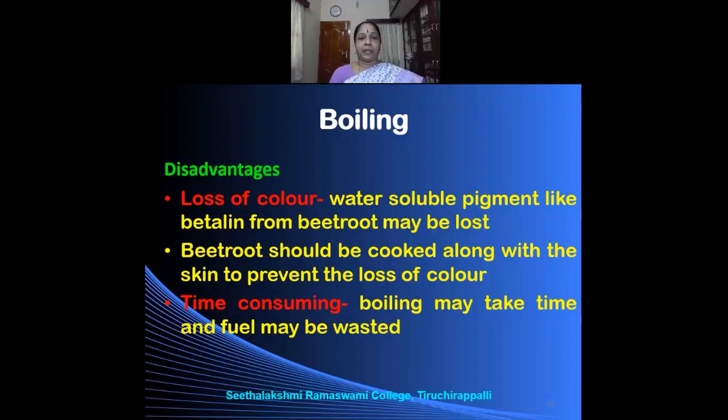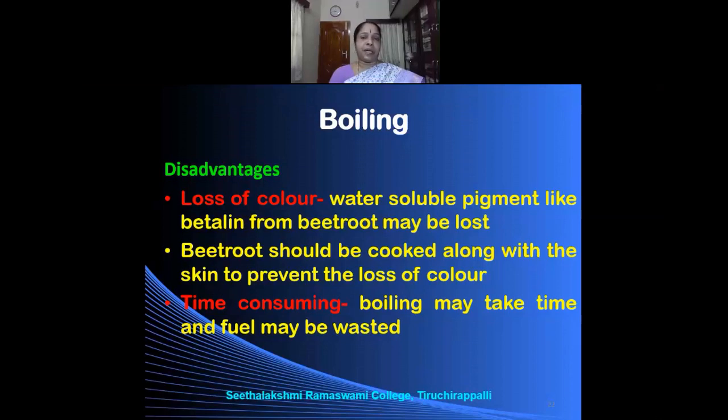Water-soluble pigments like betalin present in the beetroot may be lost. The pigment betalin is water soluble, and even when we cut the beetroot, the pigments stick on to our fingers and also to the knife. And when we wash the beetroot in water after they are cut, we may find even the water changes into the pink color.